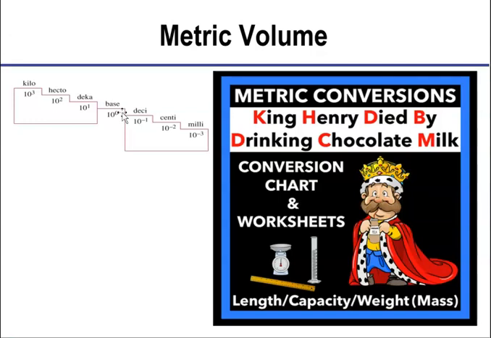Now, if you're just talking about linear measurement, in other words, just plain old kilometers, hectometers, decameters, meters, decimeters, centimeters, millimeters, every time you move on the list, if you move to the right, you move your decimal to the right. If you move to the left, you move your decimal to the left.